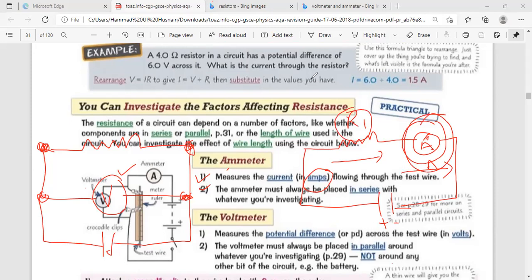And similarly, in case of potential difference, we know that potential difference is the same in parallel. So that's why we connect it in parallel. Whatever the potential difference across these two points is, it will be the same as what is across this resistor. So do you get my point now?